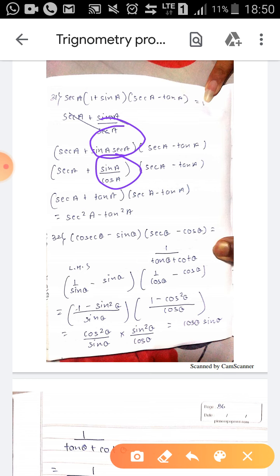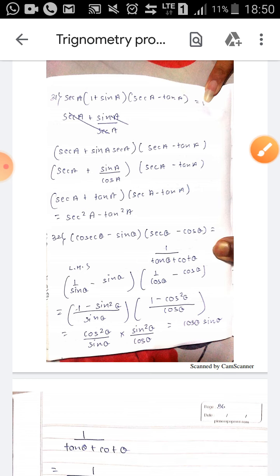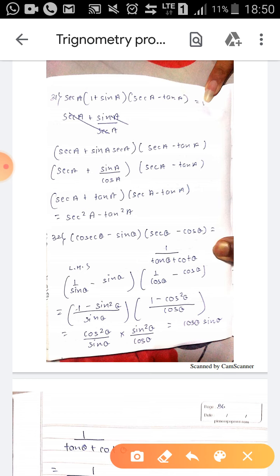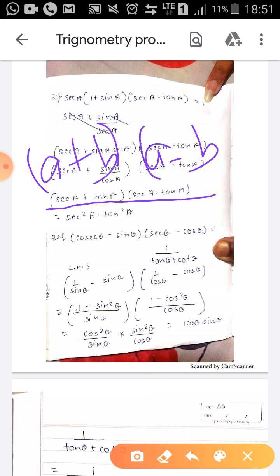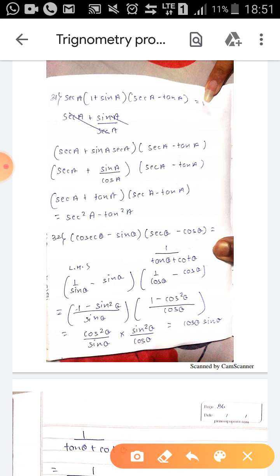Now, what is sin a by cos a? It is tan a, so in the next step I have written it as tan a. So now what does the whole thing become after I change this to tan a? It becomes sec a plus tan a into sec a minus tan a. So again a plus b into a minus b. Now I can write it as a square, which is sec square a, minus b square, which is tan square a. So sec square a minus tan square a, you know the relation that it is 1. I've forgotten to write that equal to 1 over here, but it is equal to 1, and that is what they have asked you to prove.